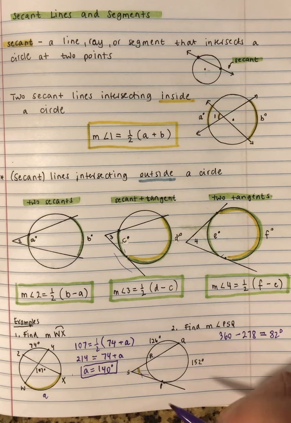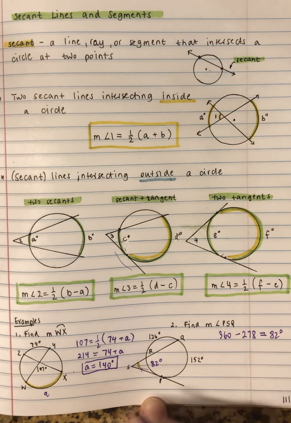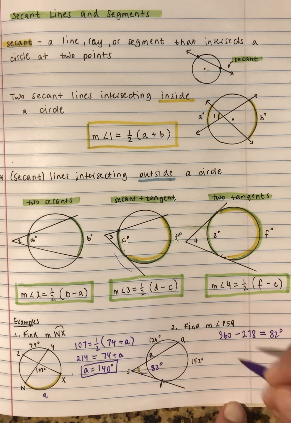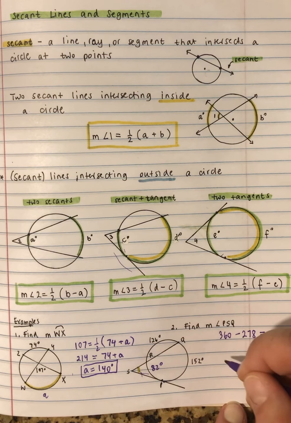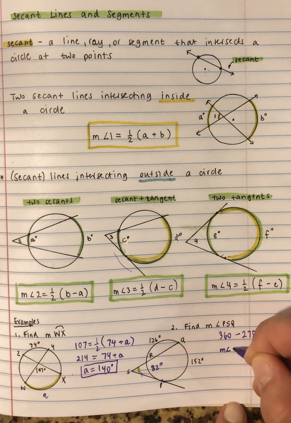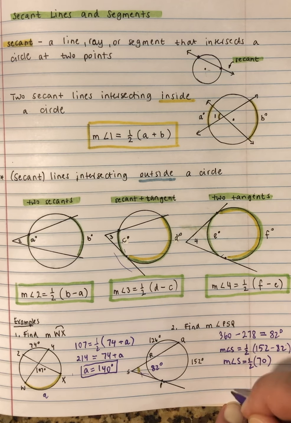So now we can write our equation. This is 82. So the measure of angle S is equal to 1/2 the difference, 152 minus 82, and 152 minus 82 is 70. So the measure of angle S is 35 degrees.